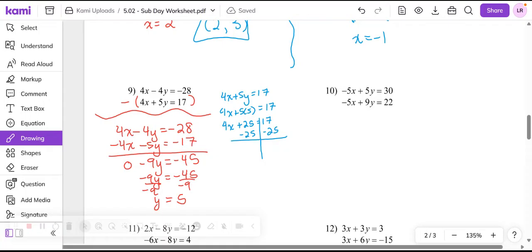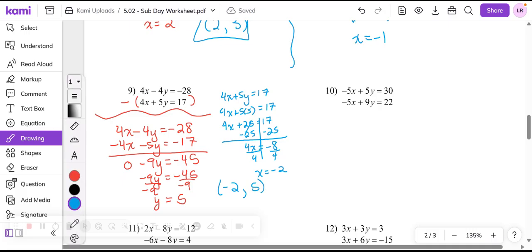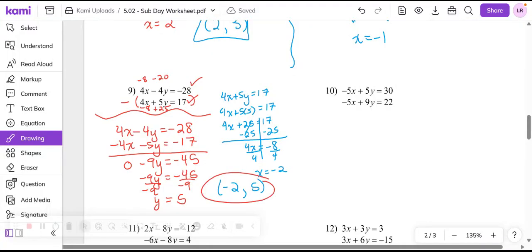Minus 25 on both sides. I get negative 8, divide both sides by 4, and x is negative 2. So I would get negative 2, 5. Plug it back in and test it, and I'm going to go a little quicker with the test. 4 times negative 2 is negative 8. Negative 4 times 5 is negative 20, and that is negative 28. 4 times negative 2 is negative 8. 5 times 5 is 25, and negative 8 plus 25 is 17. Works. Okay, so that is for sure my answer.